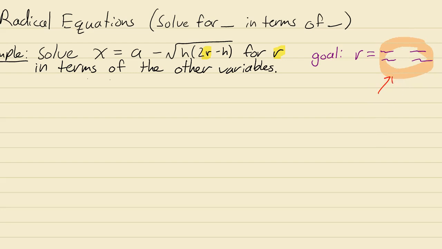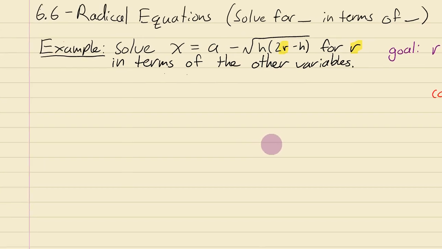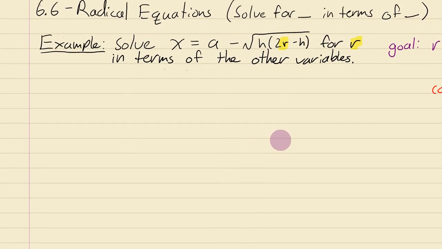So that stuff over there will contain the x, the a, and the h. And that's the goal, is to get it like that. So we're going to do the same thing to both sides of the equation, try to get it looking like that. So the first thing I'm going to do is to move the a over. So I'm just going to subtract a from both sides.